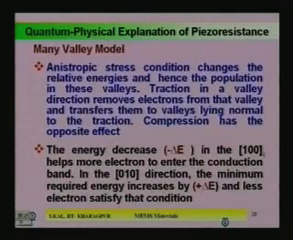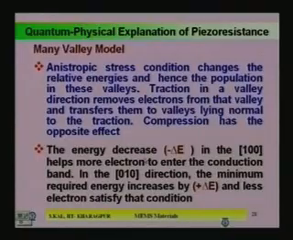Now, there are certain points. This model is known as the many valley model. What I explained is narrated in these few points, which you may go through. Anisotropic stress condition changes the relative energies, and hence the population in these valleys. I just explained why the population will increase. Traction in a valley direction removes electrons from the valley and transfers them to valleys lying normal to the traction. Normal to the traction is the compressive, this 100 that I explained. Compression has the opposite effect.